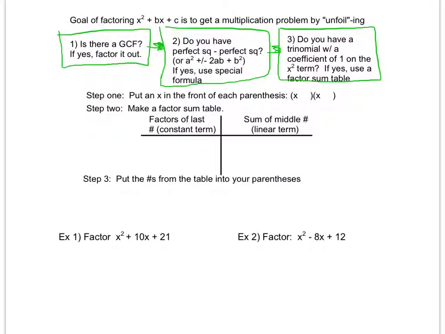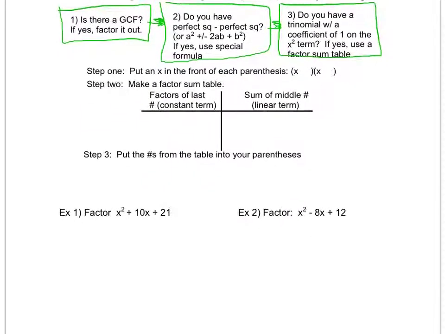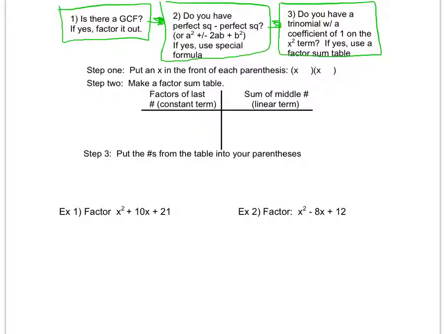From your factor sum table, you're going to put the numbers from the table into your parentheses. So let's go ahead and look at what this would look like. Looking at the first example, first thing I ask myself, is there a GCF? No, there's nothing all 3 terms can be divided by. Do I have perfect square minus perfect square? No again. Do I have a trinomial with an x squared and a coefficient of 1? 1 term, 2 terms, 3 terms. Yep, I got a trinomial. Yep, it starts with x squared. Yep, it's just 1x squared.